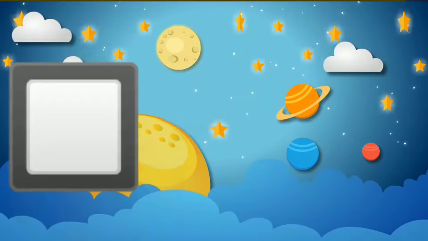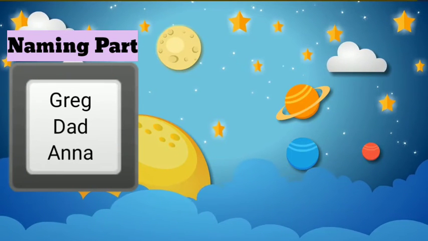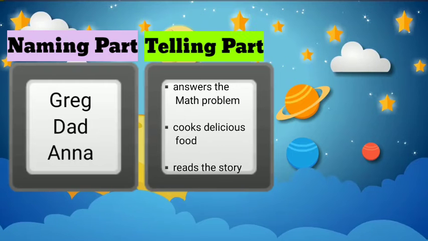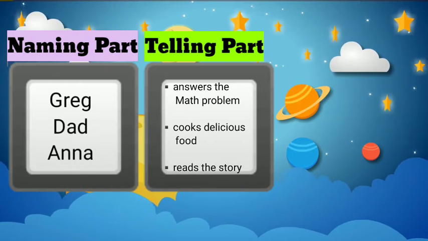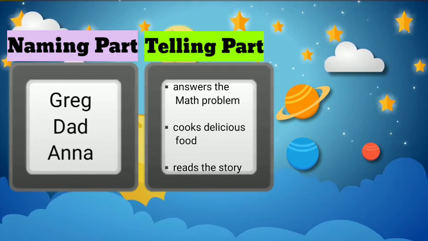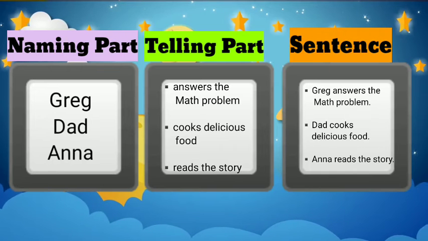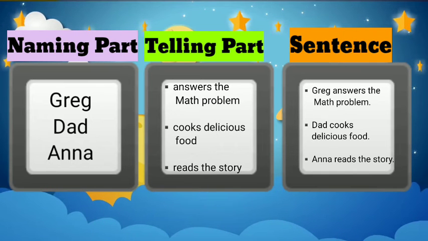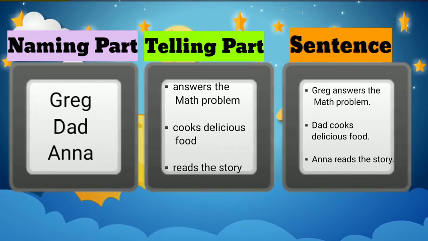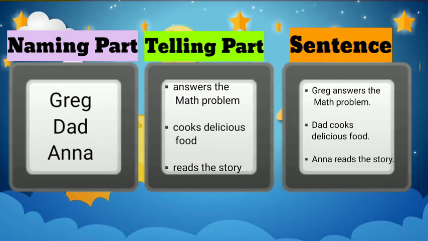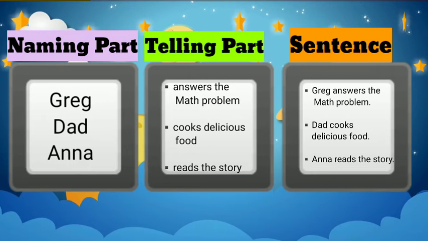Let us study the table below. Naming part: Greg, Dad, and Anna. Telling part: answer the math problem, cooks the delicious food, read the story. Sentence: Greg answered the math problem. Dad cooks delicious food. Anna reads the story.